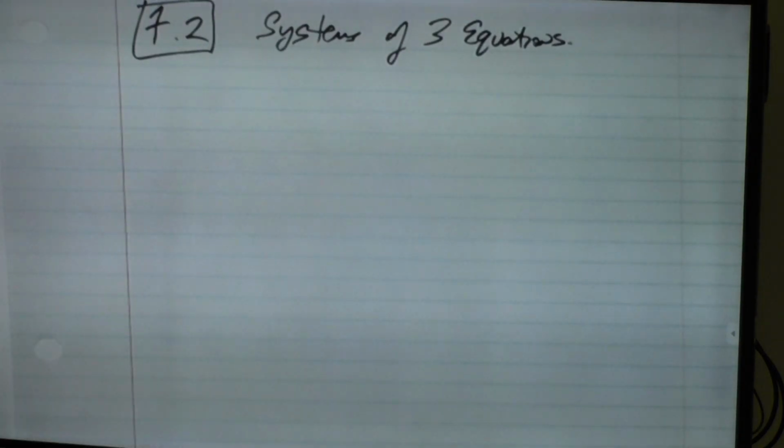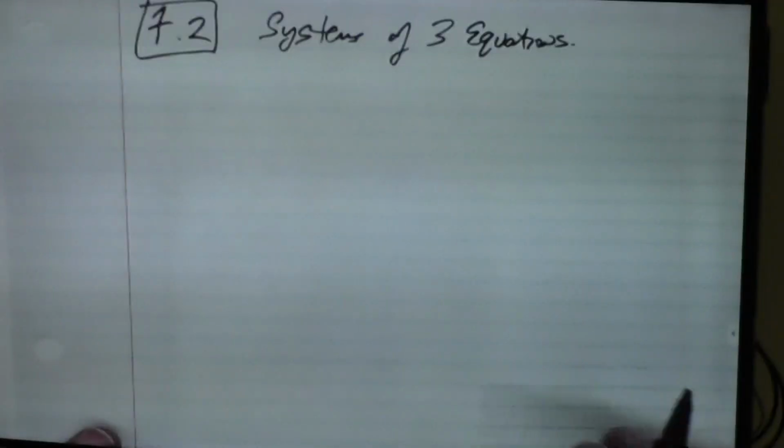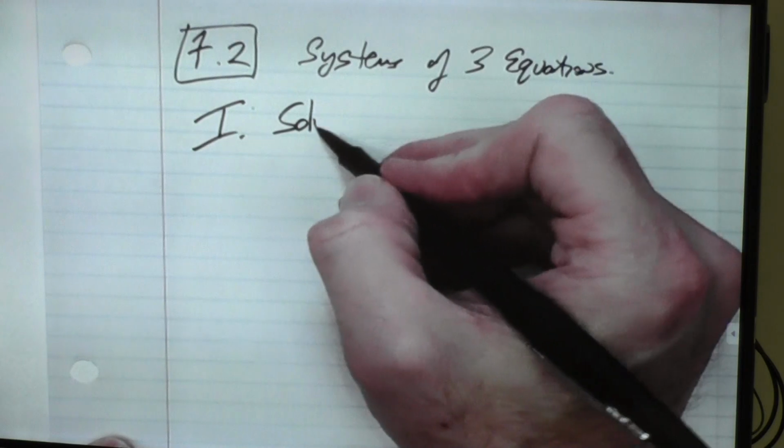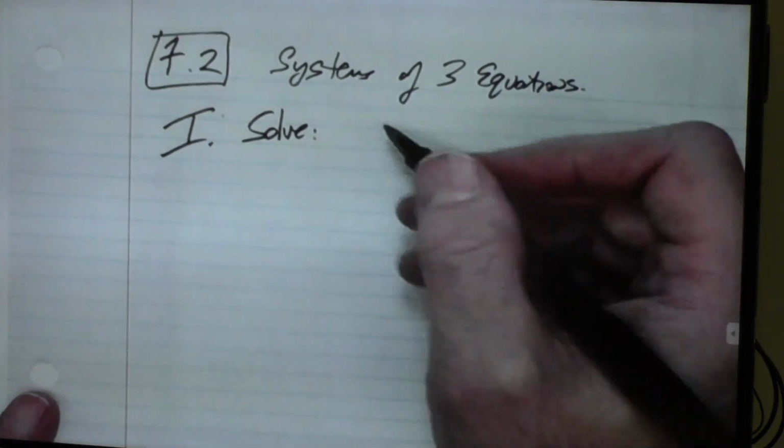So there's two parts to this one. We are going to solve three equations for three variables, and then we're going to make a quadratic from the three equations. So let's do the first part, to solve, and I'll write these out.